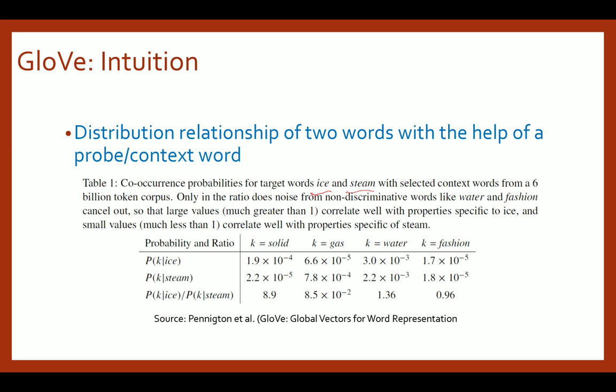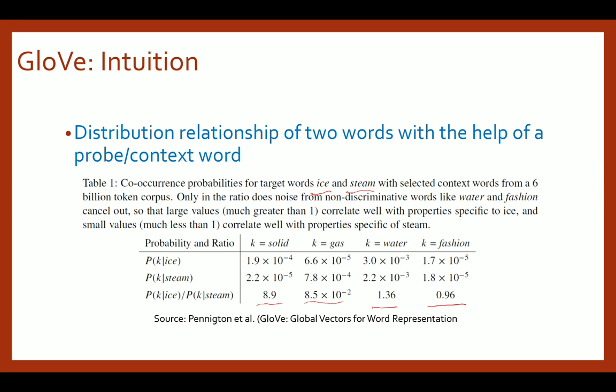Now here there are four examples of context words. In the first example, we see that this ratio is very high, significantly higher than 1. In the second example, the word gas, it is very small compared to 1. And if you look at the words water and fashion, they are very close to 1.